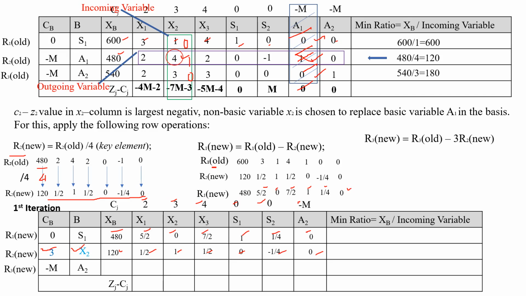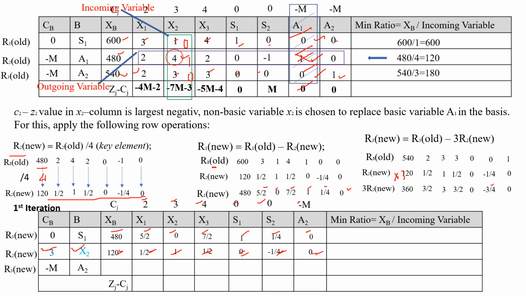Next we have to look at another row operation, that is R3 new equals R3 old minus 3R2 new. The R3 old row elements are 540, 2, 3, 3, 0, 0 and 1. R2 new elements are 120, 1 by 2, 1, 1 by 2, 0, minus 1 by 4, 0. So then 3R2 becomes 120 into 3, 360, 3 into 1 by 2, 3 by 2, 3 into 1, 3, 3 into 1 by 2, 3 by 2, 3 into 0, 0, 3 into minus 1 by 4, minus 3 by 4, 3 into 0, 0.